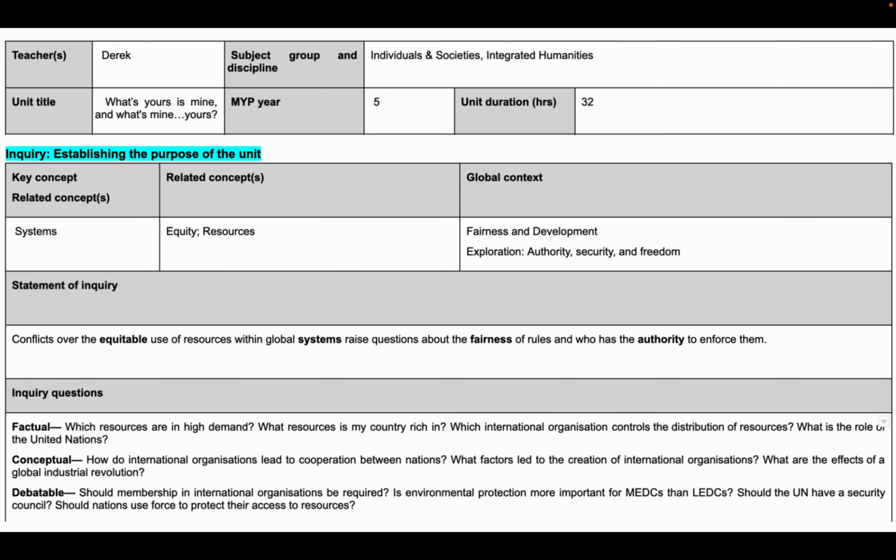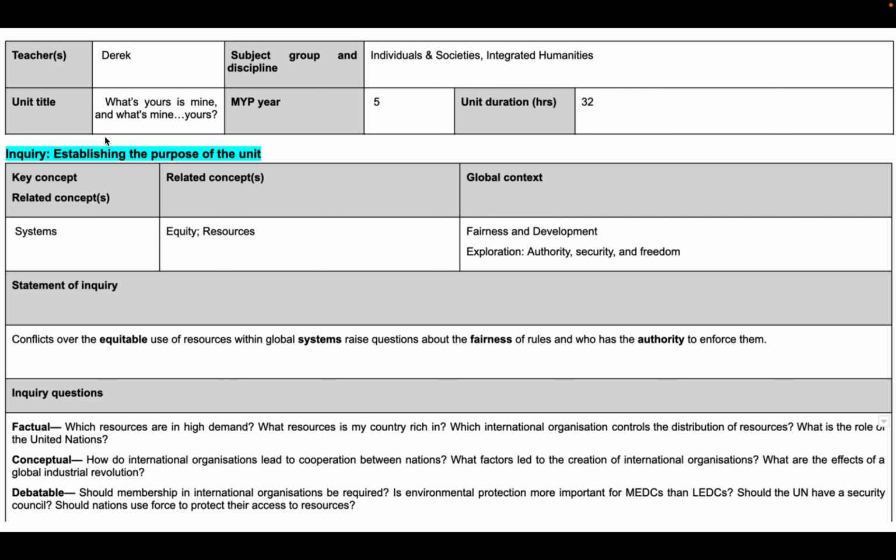So here is a sample. I put the bare bones of this unit together in about 30 minutes. So this is not a detailed unit plan that would take me a couple of days to complete, but I wanted to go ahead and get down on paper some of the key points that I would look into for the unit. So this one would be for IHS, Integrated Humanities Focus, MYP 5, which is equivalent to grade 10.